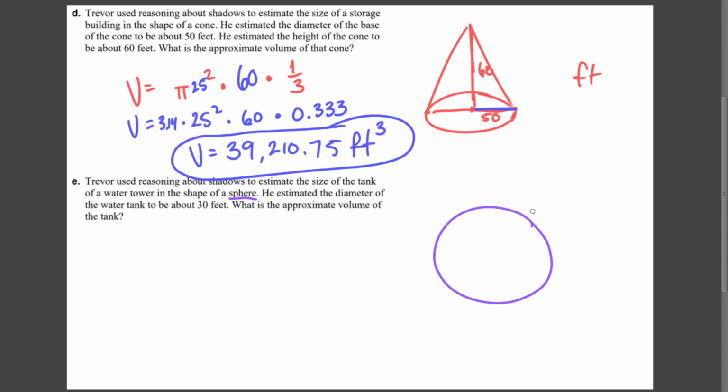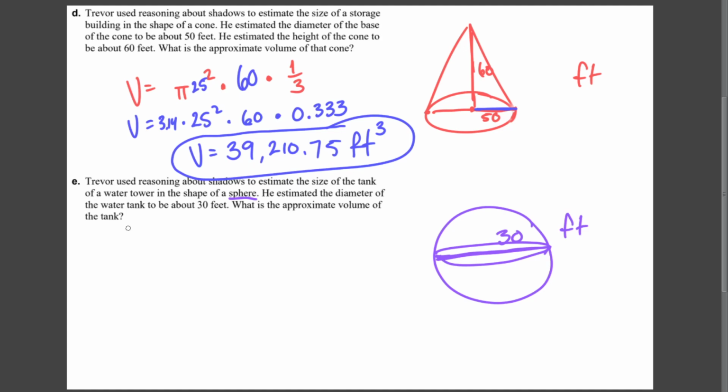So once again, let's see if I can do this a little bit better. That's a little bit better. The diameter goes from one side all the way over to the other side. And the diameter of this sphere is going to be 30. And again, we're dealing with feet. What is the approximate volume of the tank?